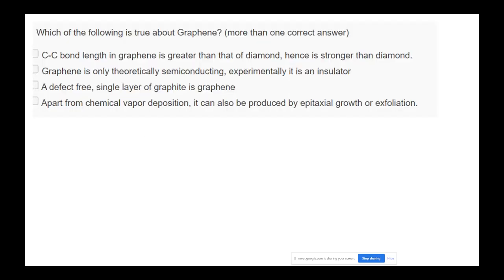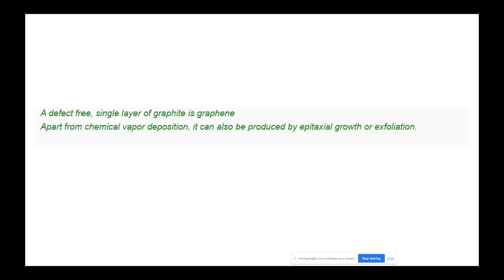Which of the following is true about graphene? That the C-C bond length in graphene is greater? No, it is not true. Graphene is only theoretically semiconducting? No. A defect-free single layer, it is true. Apart from chemical vapor deposition, it can also be produced by epitaxial growth. Yeah, so the third and fourth are true.